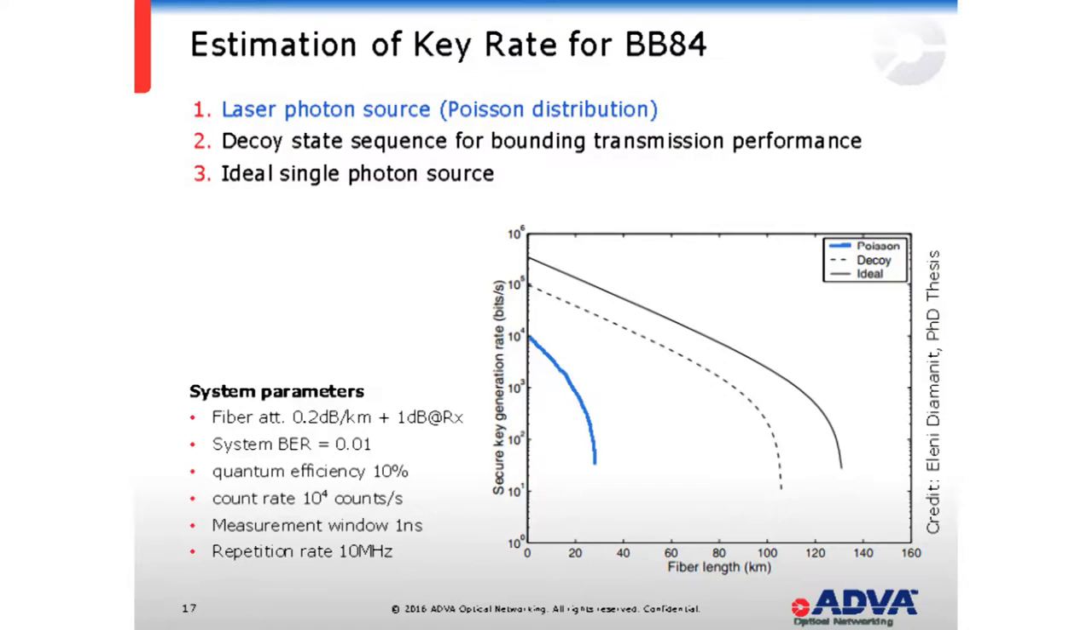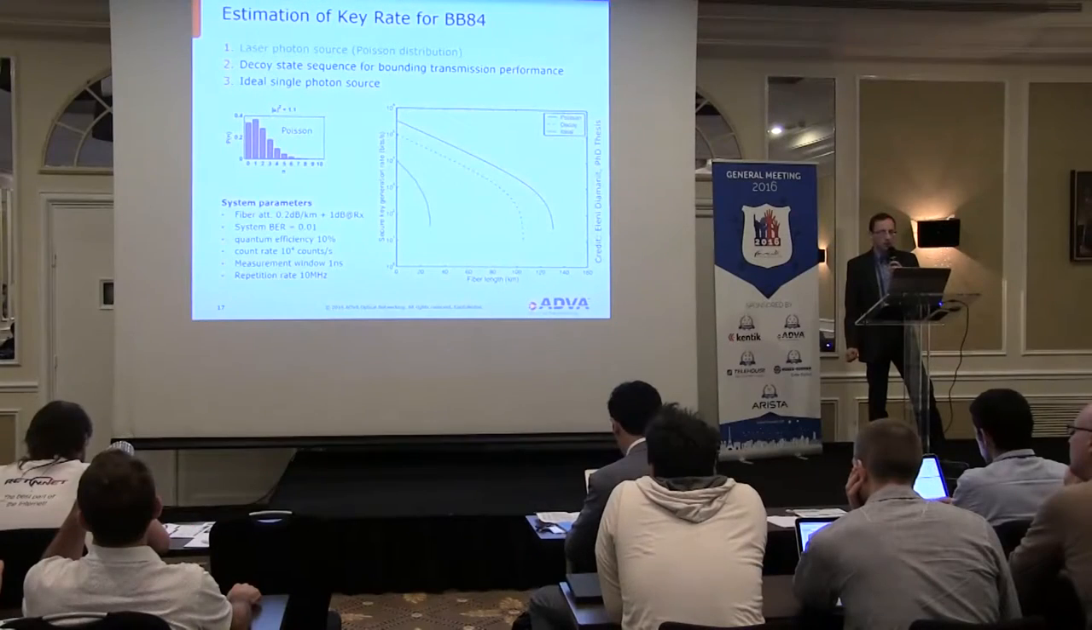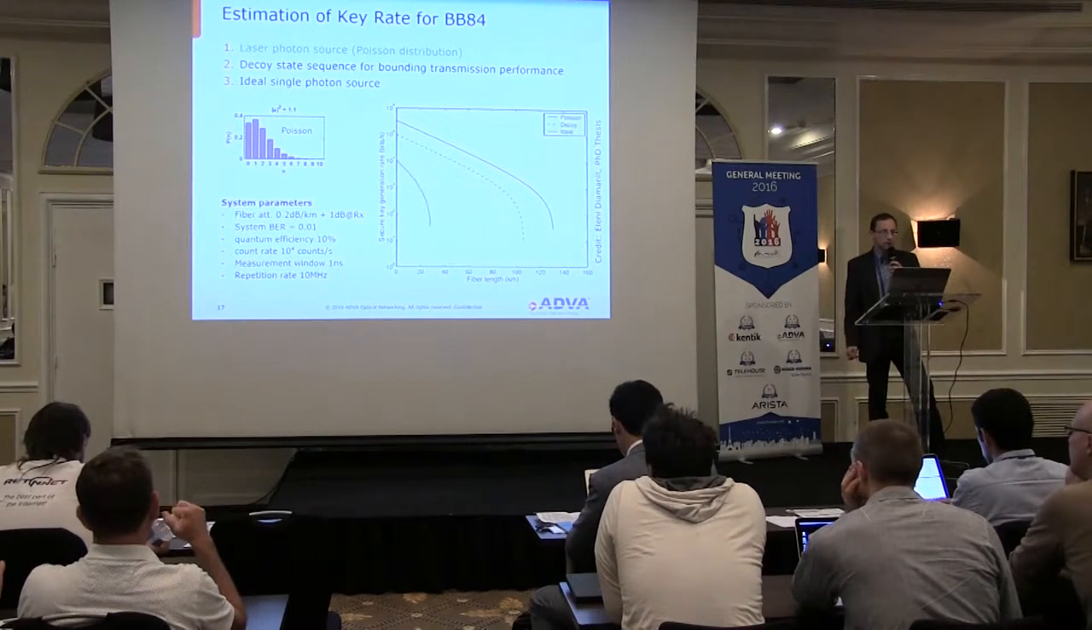So the graph shows the key rate you can transmit over a certain fiber length. The graph shows three different cases. The solid line is the key rate you can achieve if you have an ideal single photon source that transmits just one photon per event. But in reality, if you use a real laser, that's more likely Poisson distributed, as shown by the small graph here. So you cannot ensure that you always transmit just one photon. It's no photon in many cases. It can be one, it can be two. You have some distribution, and that leads to quite some reduction in the reach you can have. That's the blue line in the graph, so it's just a little bit over 20 kilometers then.